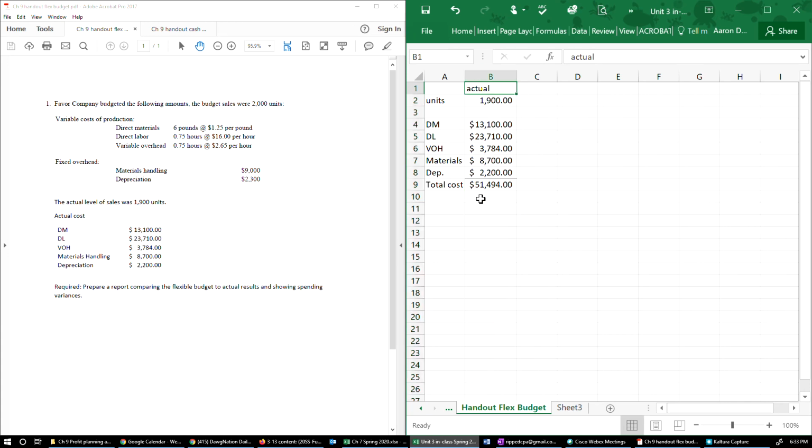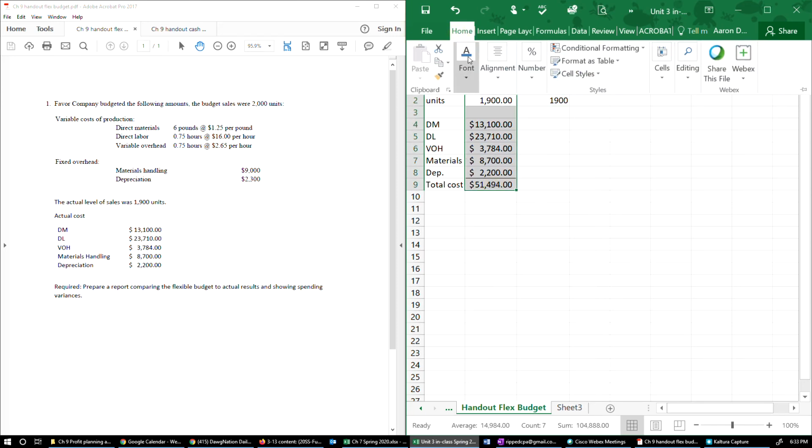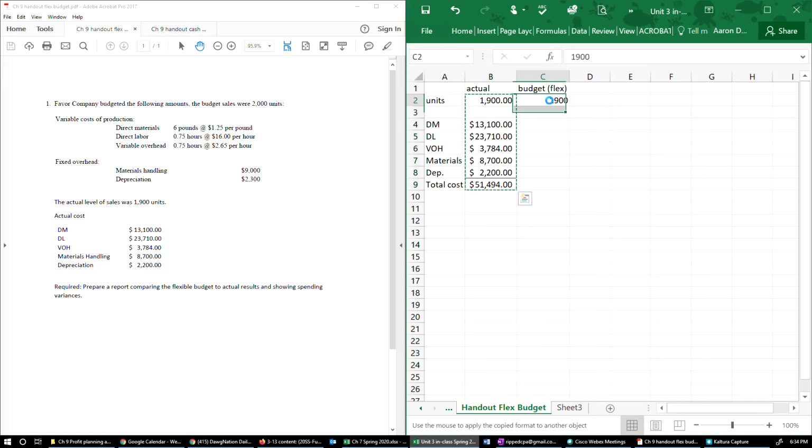All right, so we'll start with our actual numbers, and then we'll insert our flexible budget next to it. Now, the flex budget is based on the actual level of activity. All right, so instead of the 2,000, we're going to change that for the actual level of activity.